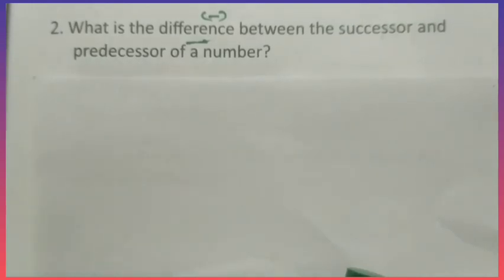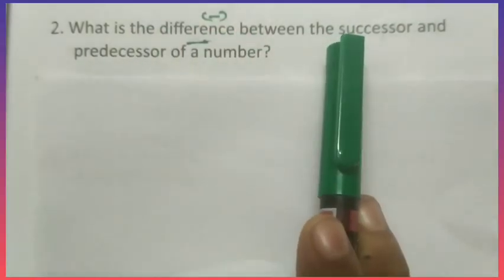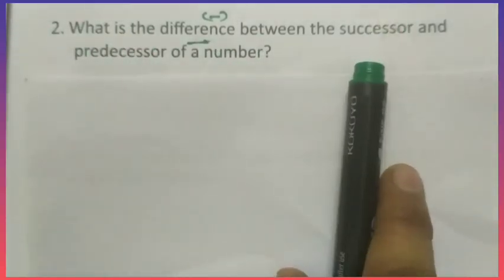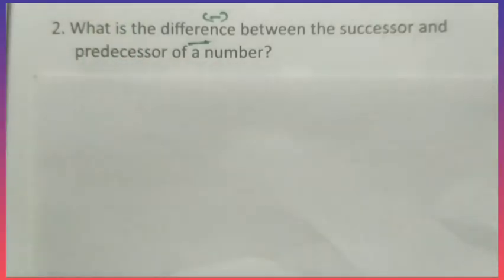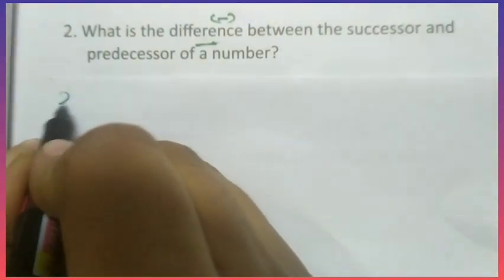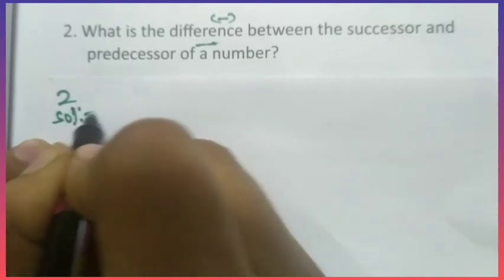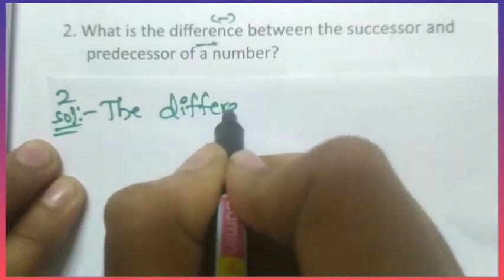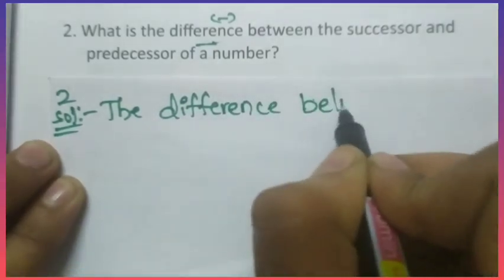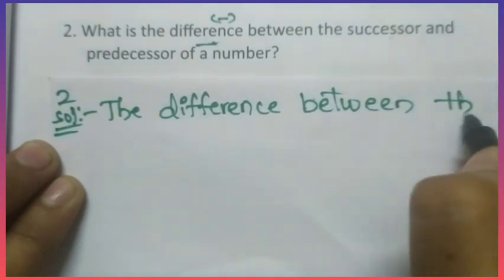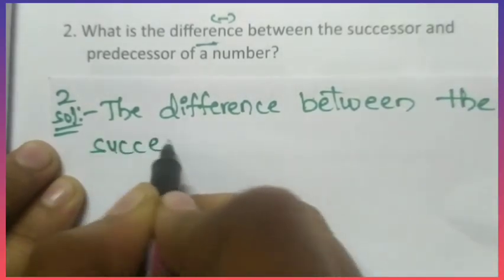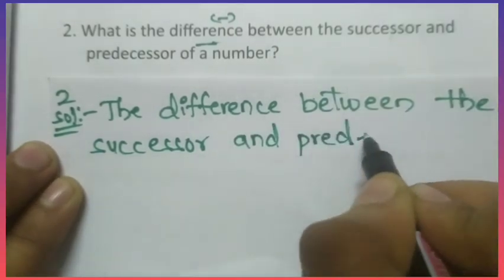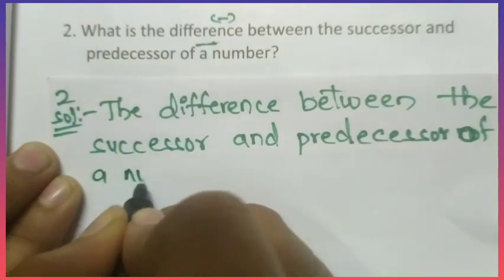Now look at the second question. What is the difference between the successor and predecessor of a number? Here successor means adding 1 to the number. Predecessor means subtracting 1 from the number. So, second solution: the difference between the successor and predecessor of a number.